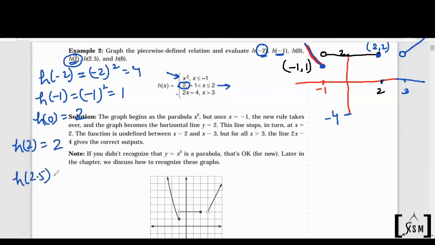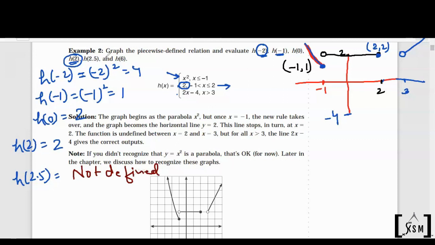h of 2.5. Next question. h of 2.5 is not at all defined because the x value 2.5 is not defined in any of the functions, right? The second function talks about all the values up to 2 and the third function talks about greater than 3. So there is no point between 2 and 3 which is defined under the function. So we'll say not defined. Okay, there may be a value, but it is not defined as per the function.